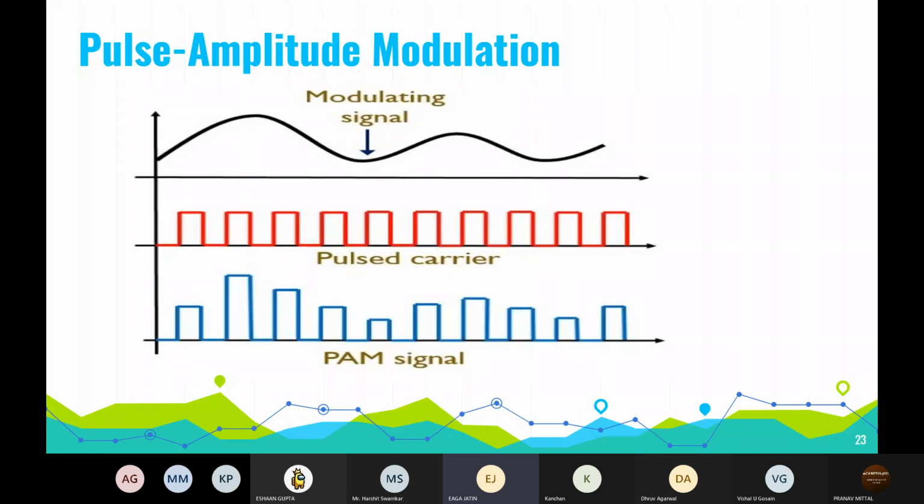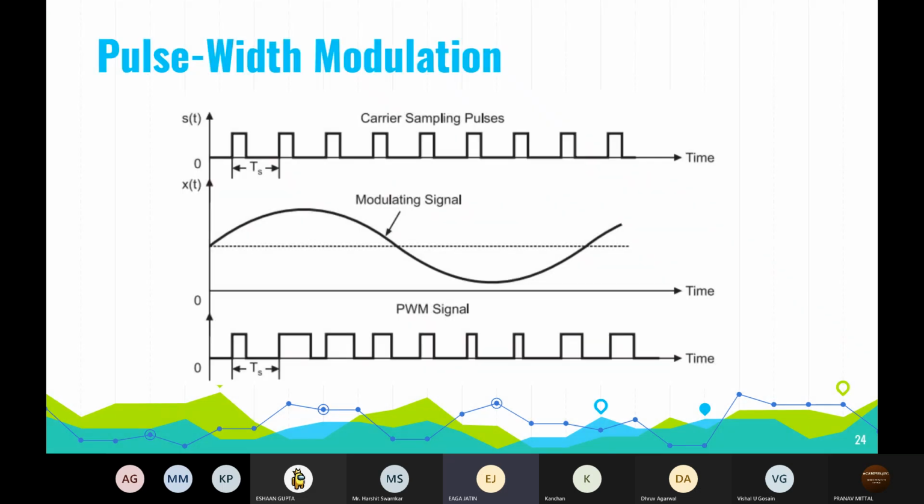So in this modulation technique, the message signal is analog in nature, while the carrier signal is a pulse train of finite frequency. So in the case of pulse amplitude modulation, the width or the duration of the pulse will remain the same, but the height or the amplitude of the pulse signal will change according to the message signal.